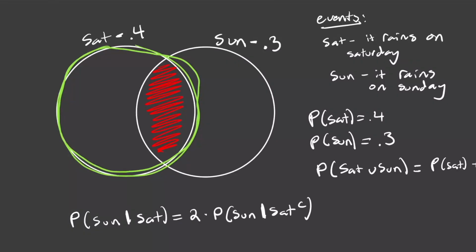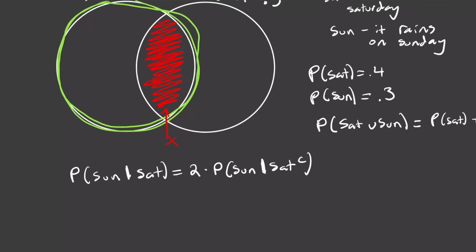And now that we're within this bubble, what's the probability that it rained on Sunday? Well, obviously it's just going to be equal to this red part, which we can call x divided by the total probability mass of the green circle, which is 0.4. So this is just going to be equal to x on 0.4. And just note that x is the exact thing which we're trying to solve for. It's the probability of the intersection between Saturday and Sunday, right?